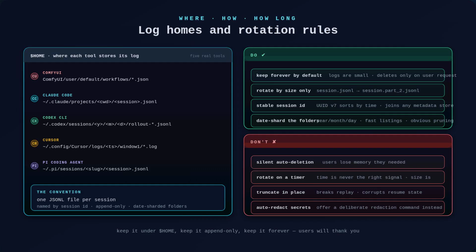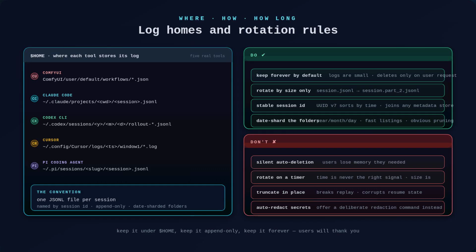One JSONL file per session, named after the session identifier, so each session stays self-contained. Date sharding the folders by year and by month and by day keeps the file system from choking on 10,000 files in a single directory, and picking a sortable identifier such as UUID version 7 means sessions sort naturally by time without any extra indexing on your part.